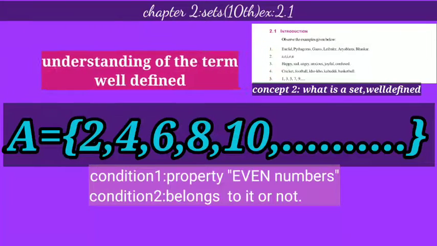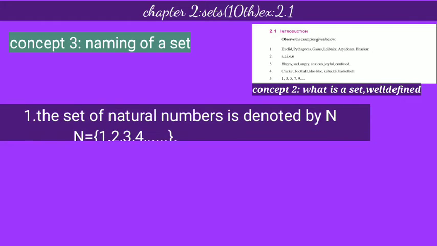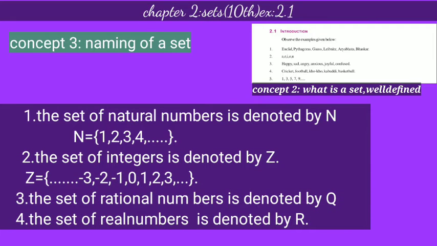So now let us know the naming of a set. We usually denote a set by uppercase letters of the English alphabet: X, Y, Z, A, B, C, and so on. Some examples of sets in mathematics are given below. The set of natural numbers is denoted by N. The set of integers is denoted by Z, the set of rational numbers is denoted by Q, and the set of real numbers is denoted by R. These are some examples of sets in mathematics.